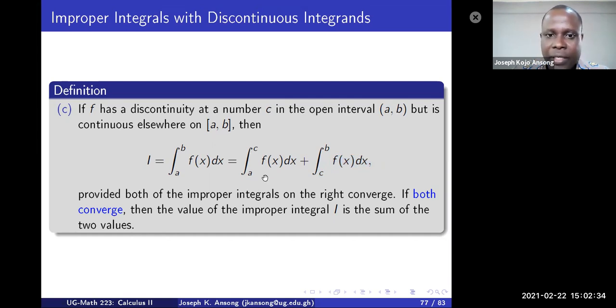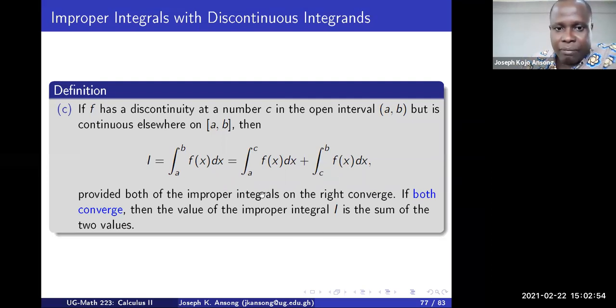Once again, if both of these integrals converge, then the total integral here, this improper integral, converges, and then you can add the two of them to get that. If one of them is divergent, then the whole improper integral is divergent. Okay? So that is how you deal with these cases.